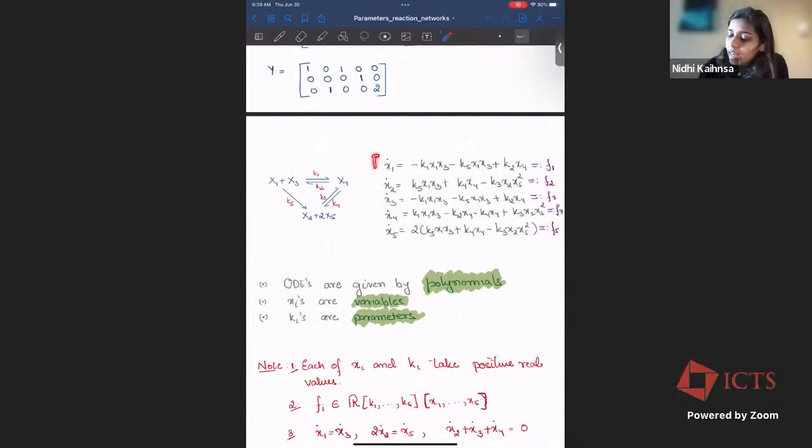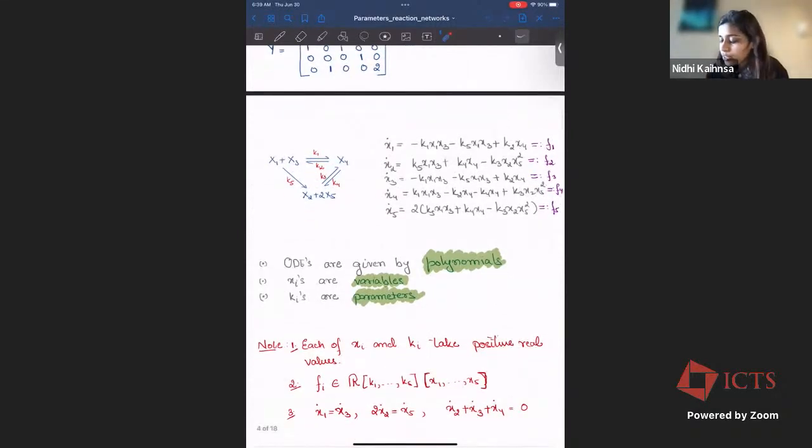Now, often these ordinary differential equations have some linear relations between themselves. There are 3 linear relations for this system. x1 dot is equal to x3 dot, so these two equations are equal. You can also see they're equal because x1 and x3 always appear in a similar way, so there is some sort of symmetry already there in terms of x1 and x3. Also, twice x2 dot is equal to x5 dot, and similarly x2 dot plus x3 dot plus x4 dot is equal to 0.